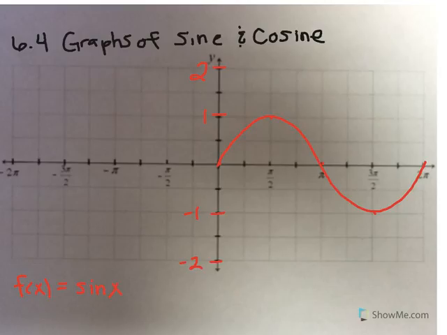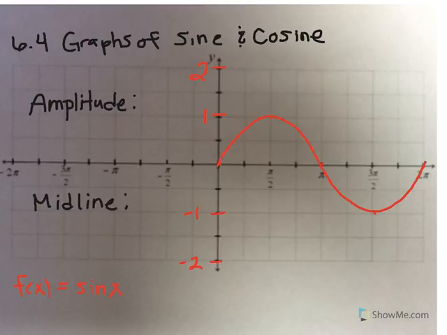I can move it up and down, I can stretch it out, I can make it narrower. I can have more waves within a smaller period of time. So we're going to take a look at all those different kinds of transformations that go along with these graphs. And more specifically in this section, we're just going to take a look at two different ideas, one of them being called amplitude and the other being called midline.